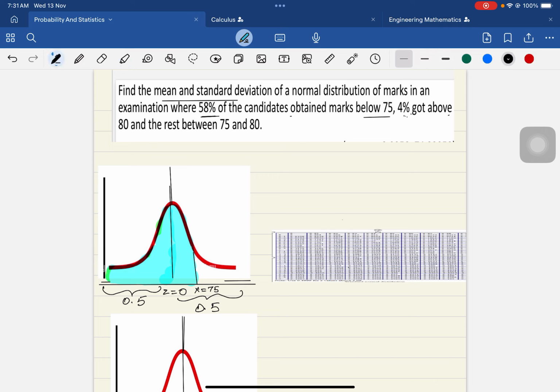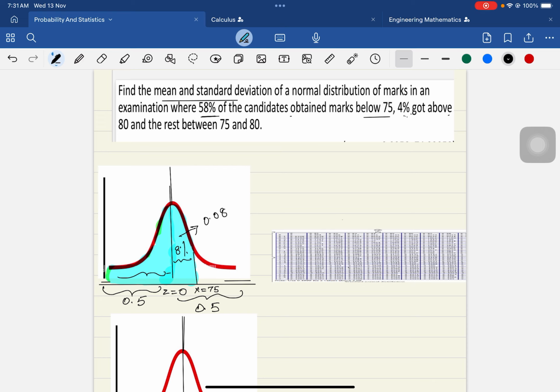So how can we write this? This is already 0.5, 50% is over here. Now the remaining percentage is what? 8%. So the value of this percentage, let us have this as 0.08. I hope you could understand.